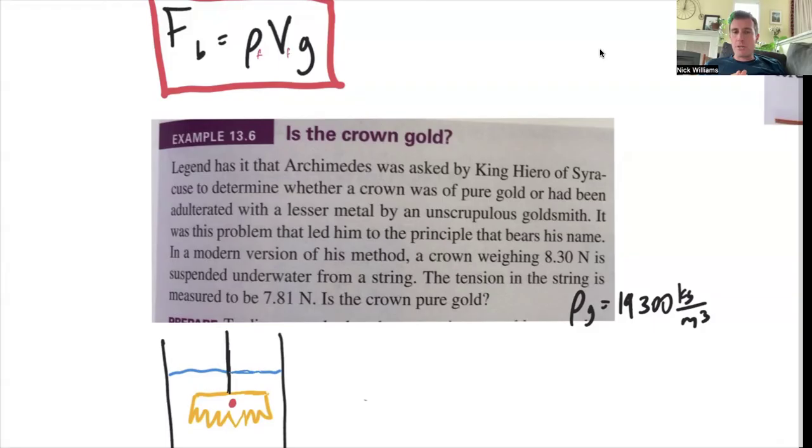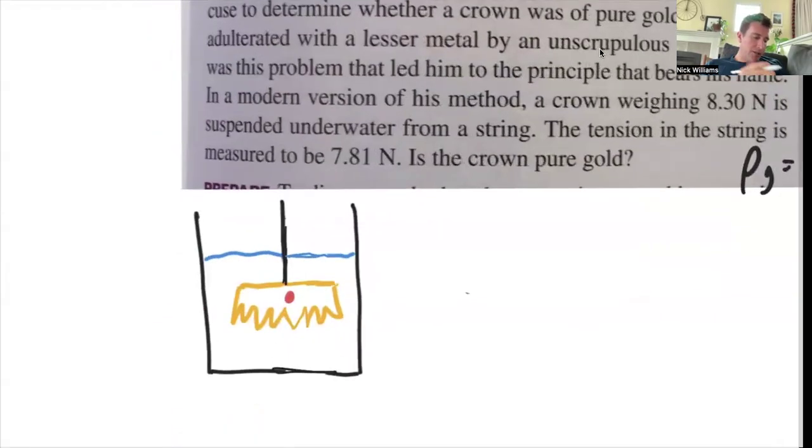In a modern version of his method, a crown weighing 8.3 newtons is suspended underwater from a string. The tension in the string is measured to be 7.81 newtons. Is the crown pure gold? Okay, so I'm going to start with the idea that the crown is hanging by this string. And so I'm going to start with a free body diagram. So I know right off the bat, I have a force of gravity, that would be the weight of the crown.